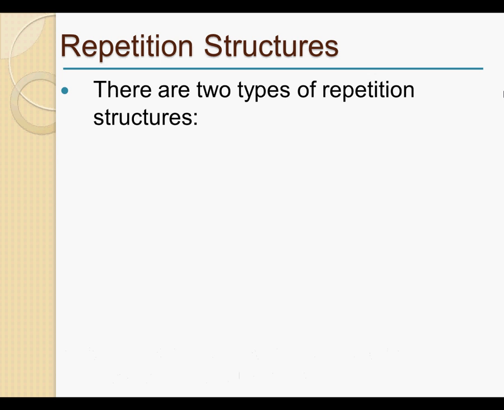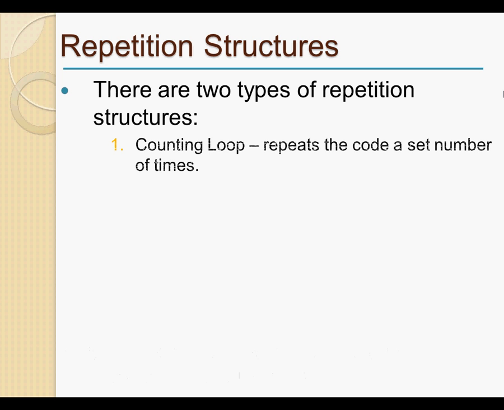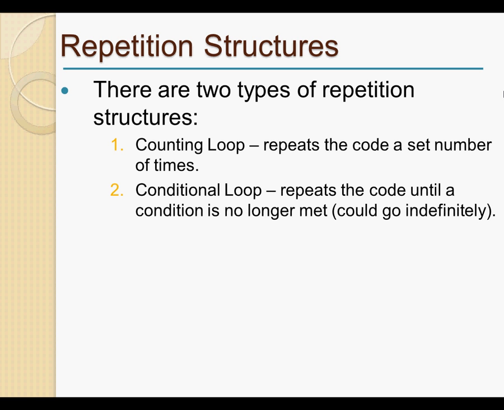And as I said at the beginning of the lesson, we have two types of repetition structures that exist. The first is called a counting loop, and this is going to repeat a set of code a specific number of times. So this is when I know the number of times I want to do something, I would use a counting loop. This is different from the second type, which is called a conditional loop.